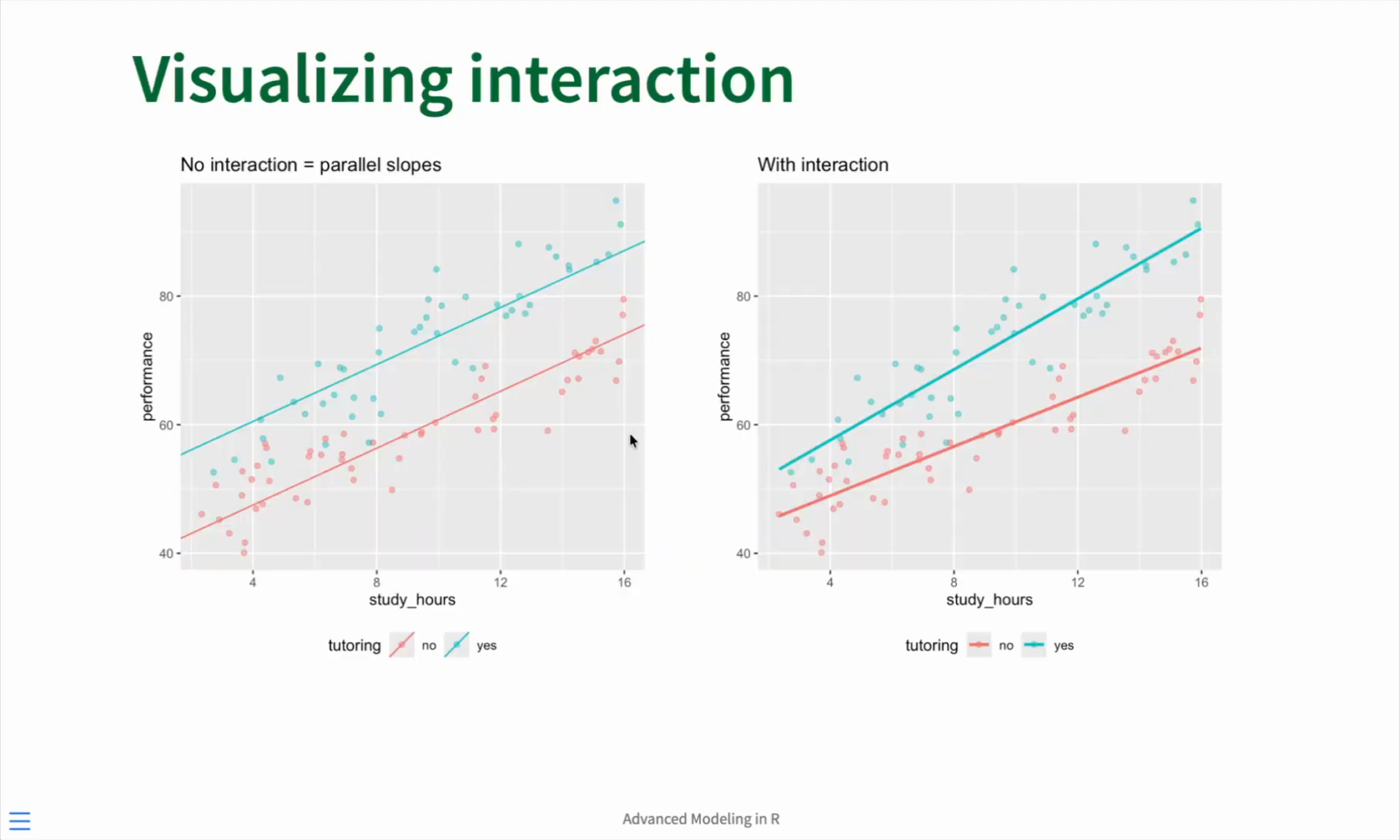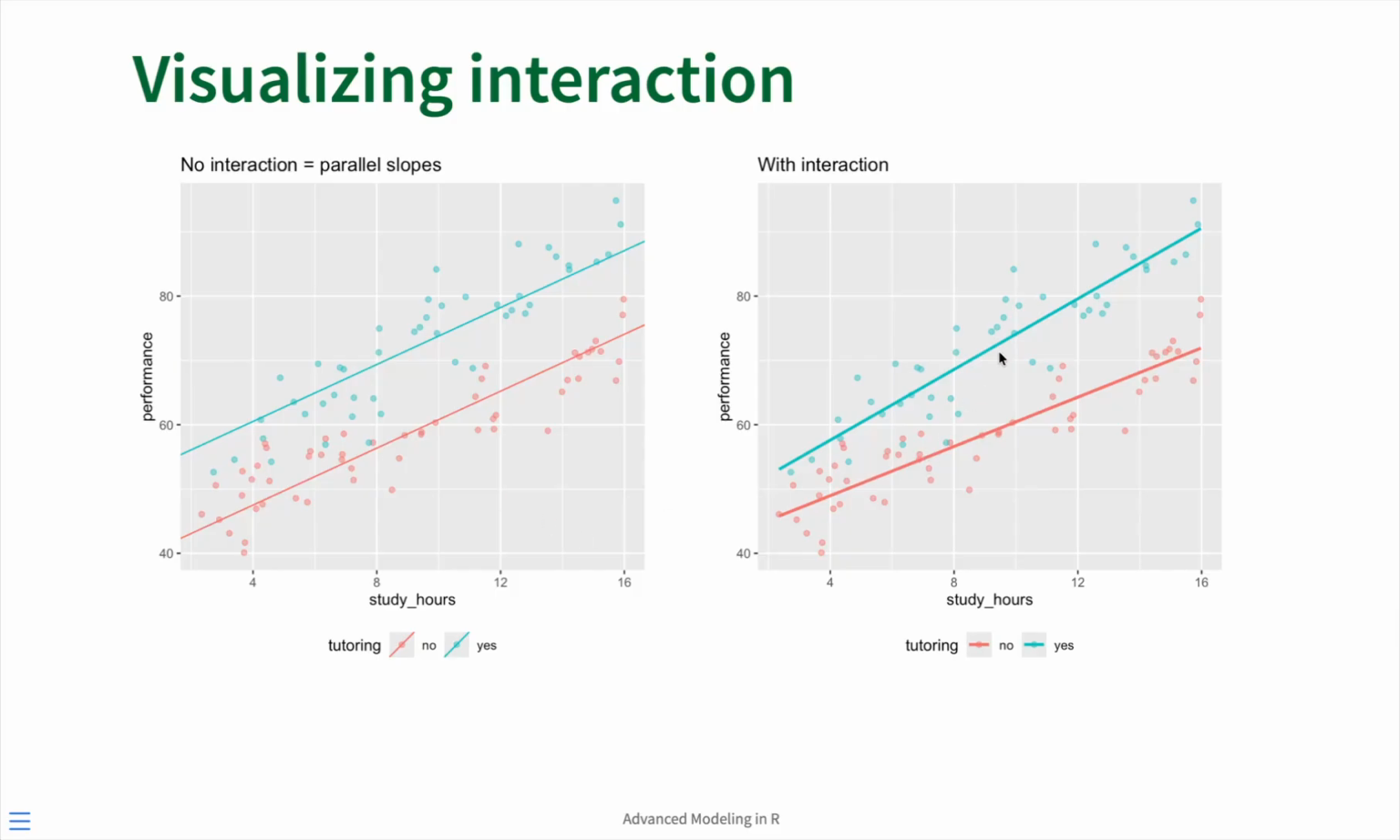What does that actually look like? Well, this on the left here, this graph represents the model without an interaction. So if we just said study hours plus tutoring in our model specification, then we would get these parallel slopes, right? Where if tutoring equals yes, then our intercept is about 5 units greater, or a little bit more than 5, and the slopes are equivalent in the two models.